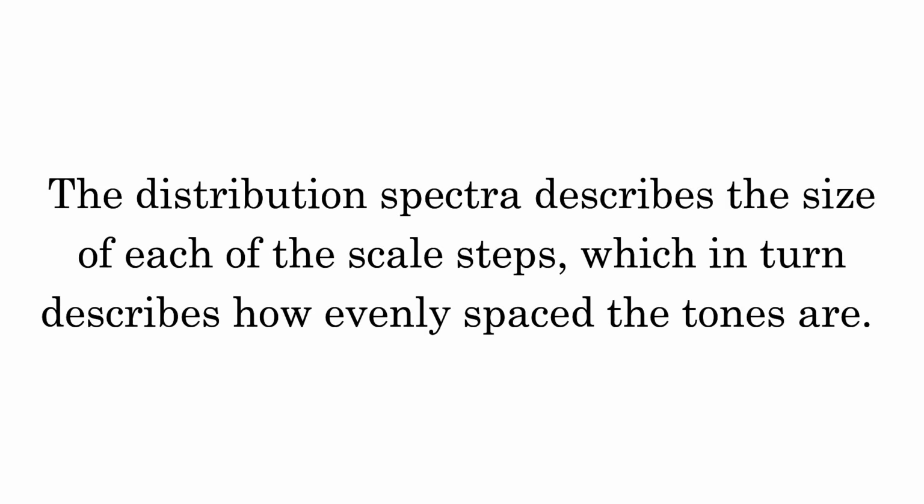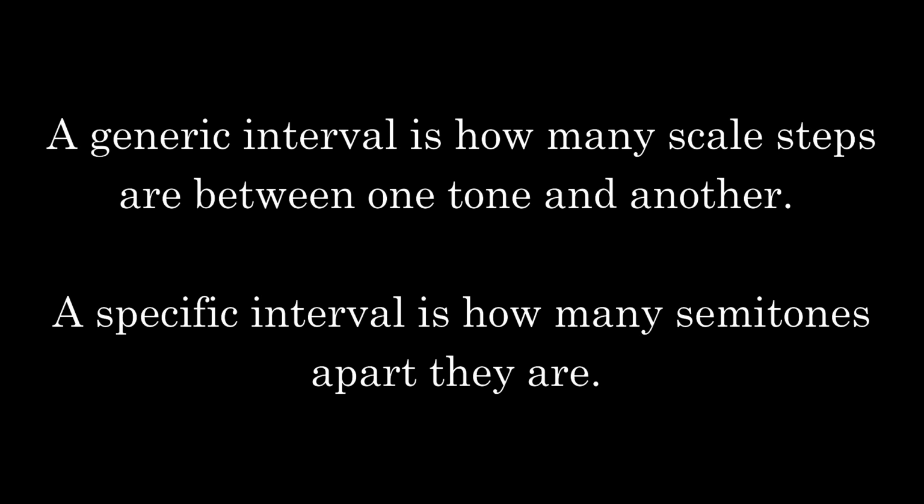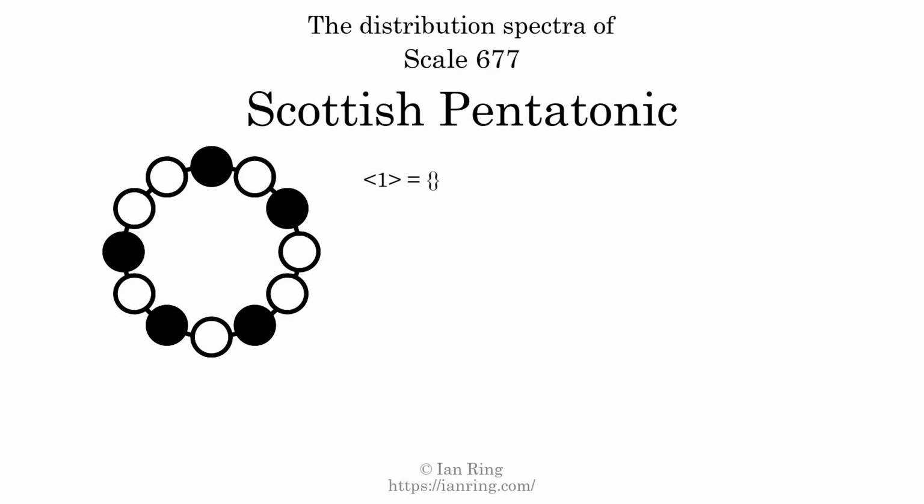The distribution spectra describes the size of each of the scale steps, which in turn describes how evenly spaced the tones are. A generic interval is how many scale steps are between one tone and another. A specific interval is how many semitones apart they are. The generic interval of one scale step comes in 2 different specific interval sizes: 2 semitones and 3 semitones. The spectrum width of this generic interval is the highest, 3, minus the lowest, 2, which equals 1.